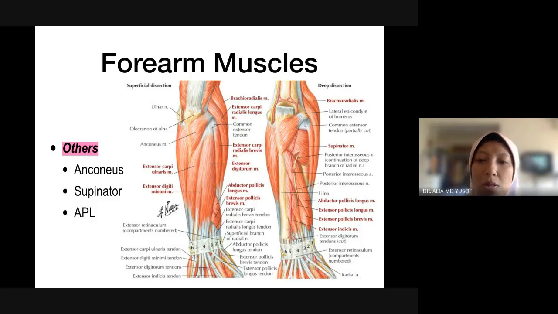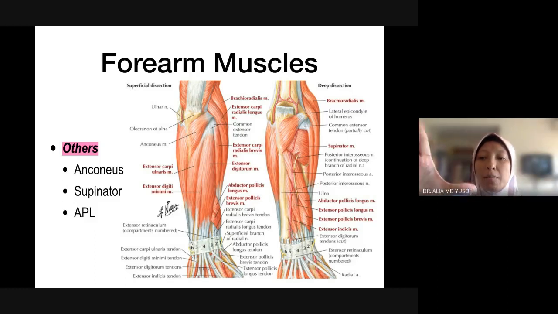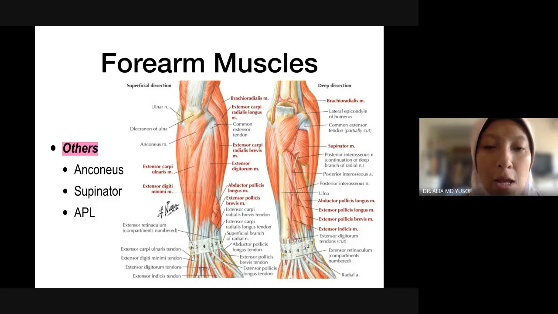Abductor pollicis muscle origin dia from the posterior ulnar shaft, and then it ends at the base of first metacarpal bone. Okay, so it abducts like that. So that's it. Again, what I want you to do is to go back to your Netter's clinical key, take out the diagram on the bone.